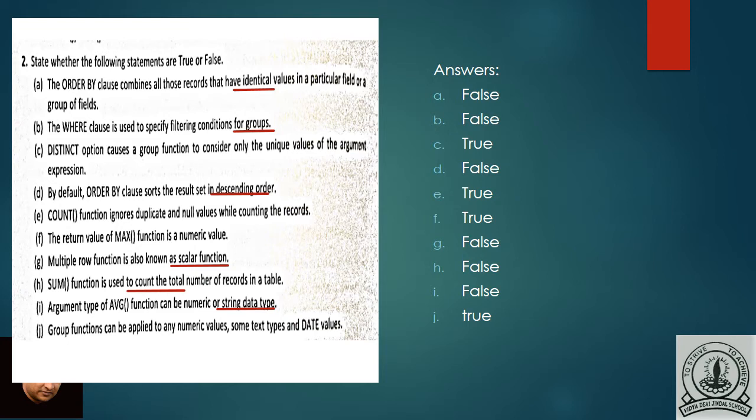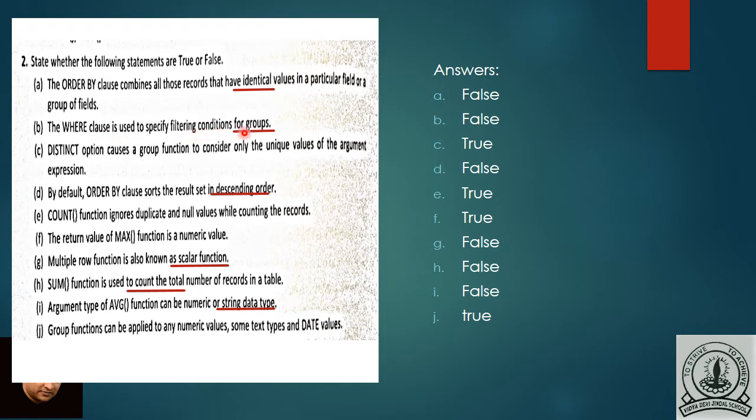Now next is true false. First one, the order by clause combines all those records that have identical values in a particular field or a group of fields. It is obviously false. It is not necessary to have identical values.